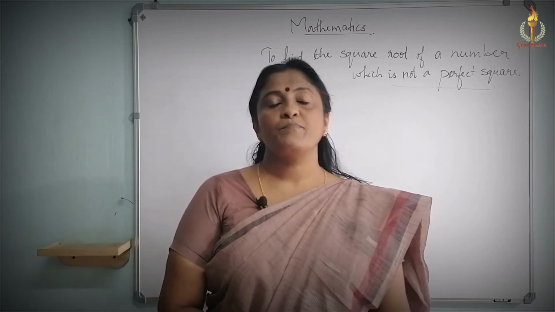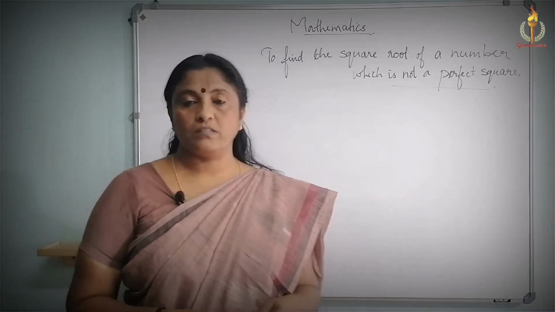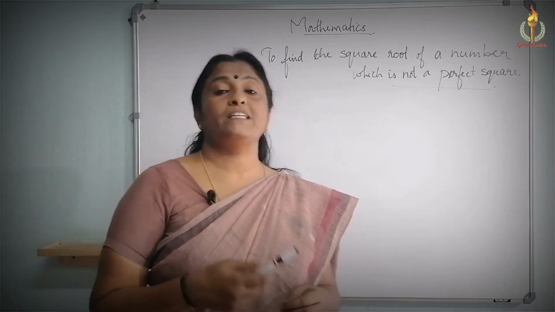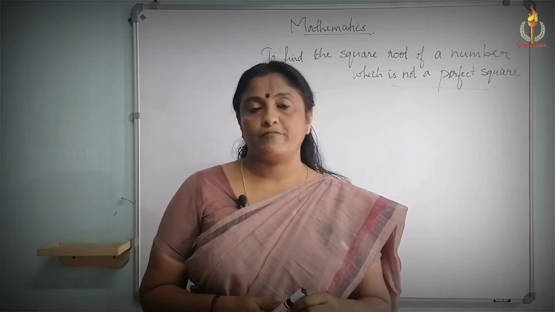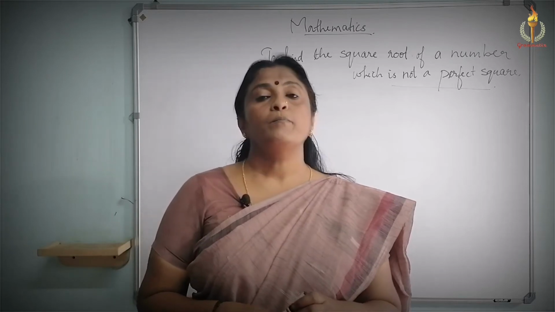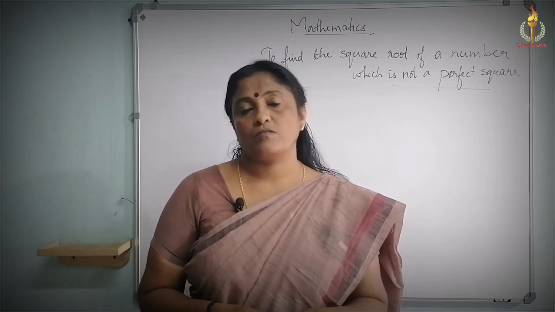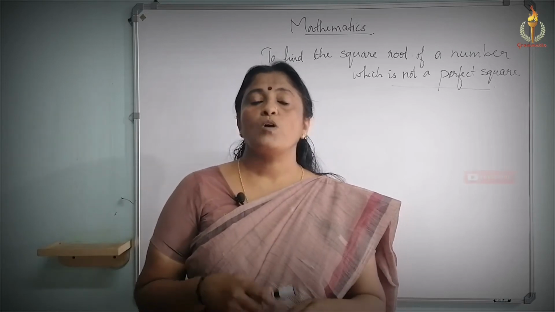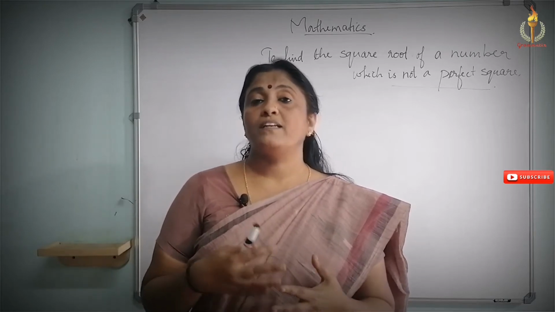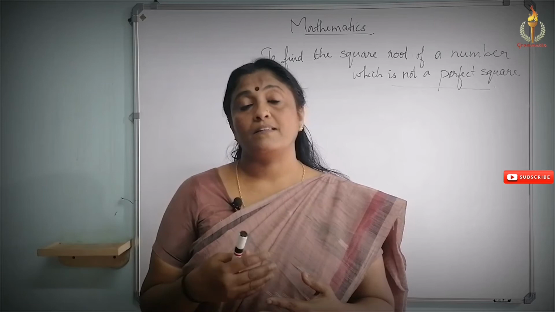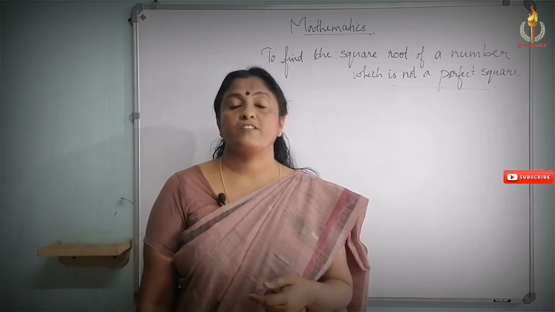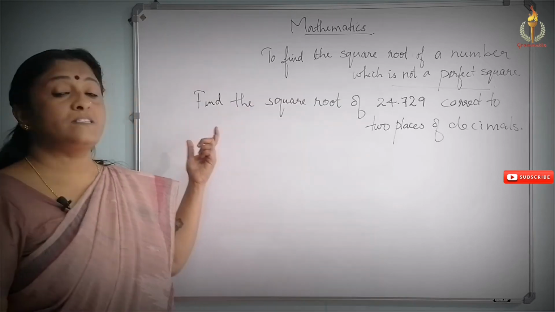So welcome to the maths class. Today again we'll be continuing the square root chapter, that is how to find the square root. But today we will be doing how to find the square root of a number which is not a perfect square. In the last class we did it for only perfect squares. Those who need to see that, you can just go to the link in the description box. We did it using the prime factor method and the division method. Today we will be finding the square root of a number which is not a perfect square using the division method. So this is your question.